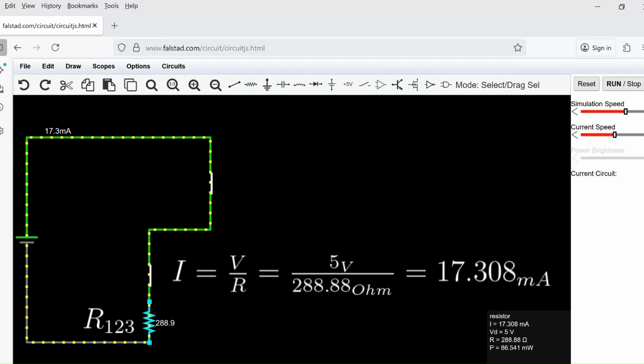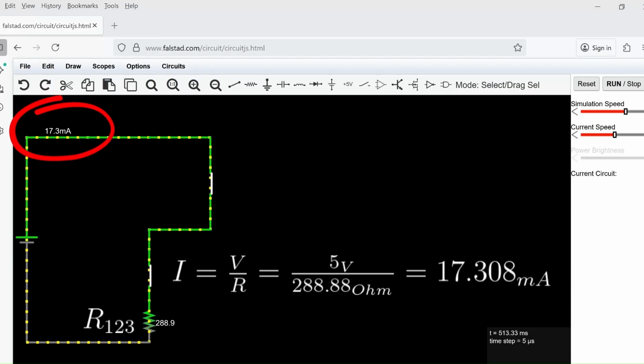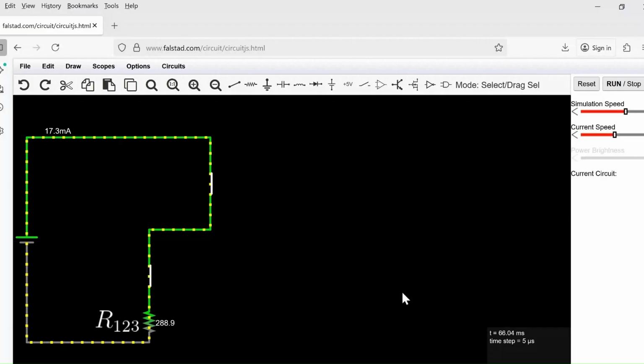Now, calculate the total current. I equals V divided by R123. That is 5 volts divided by 288.88 ohms, which is approximately 17.3 mA. Since we've calculated the total current, now we can work backward to return the circuit to its original configuration and calculate the voltage and current across each resistor.